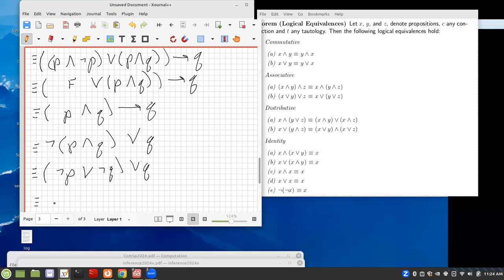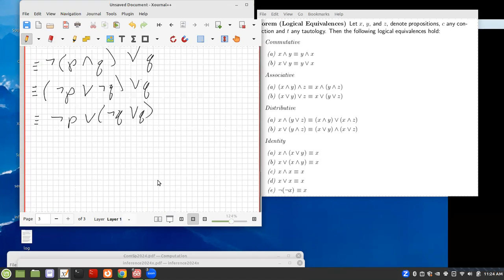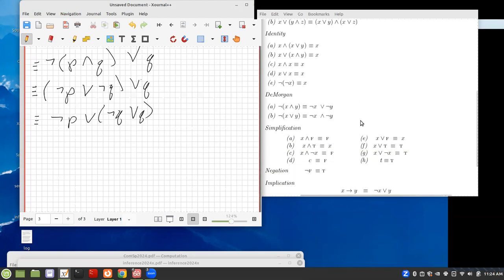So this is logically equivalent to not P or not Q or Q. Now we've gotten the not Q and Q next to each other with an or, and we can look down at the simplification here, and we've got not Q or Q. Well, this is just the opposite order, but we know it's commutative, that we can switch the order. So we know this is going to be true.